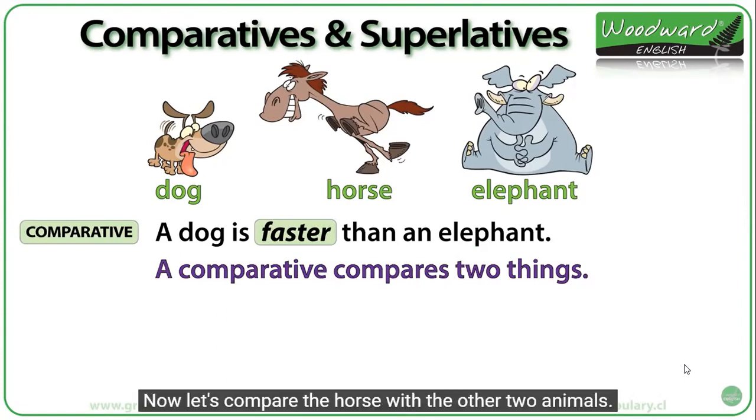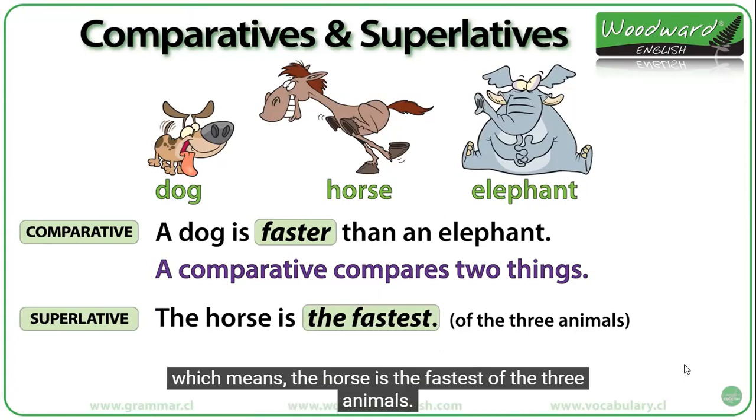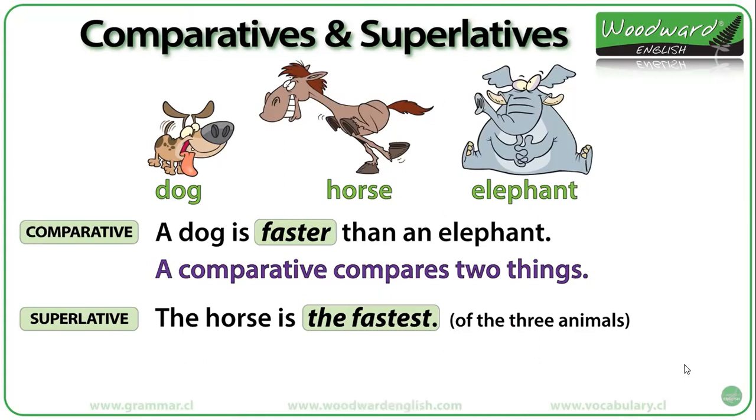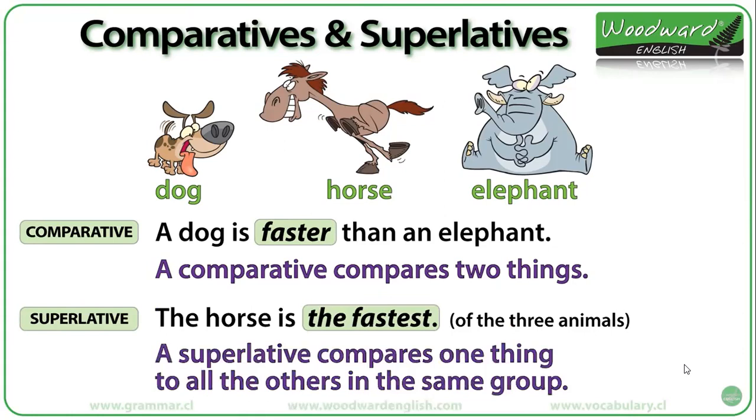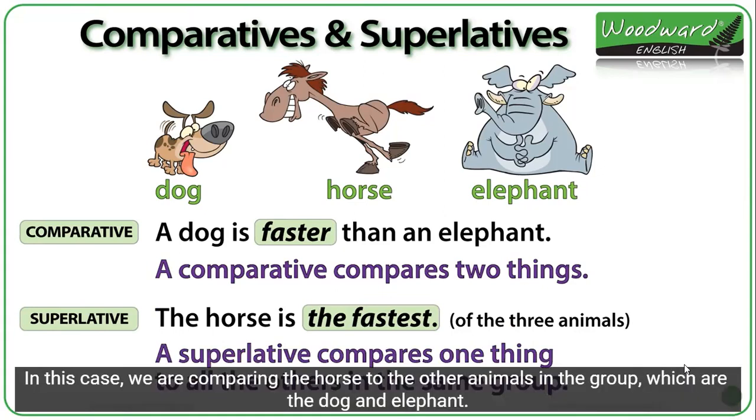Now let's compare the horse with the other two animals. We say the horse is the fastest, which means the horse is the fastest of the three animals. Fastest is a superlative. A superlative compares one thing to all the others in the same group. In this case, we are comparing the horse to the other animals in the group, which are the dog and elephant.